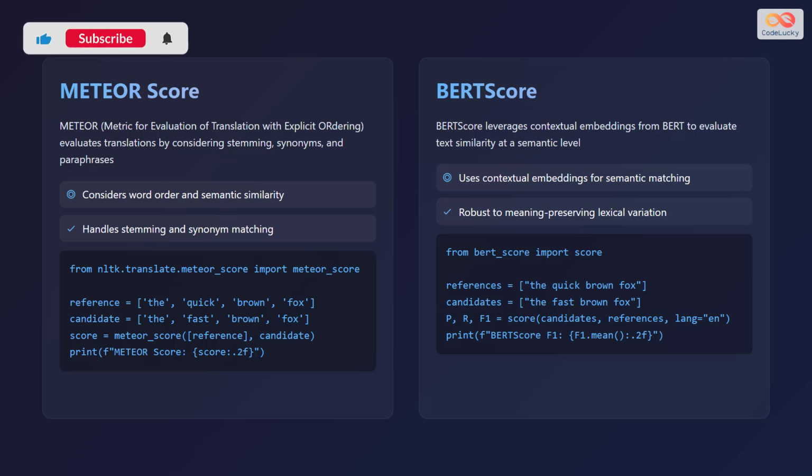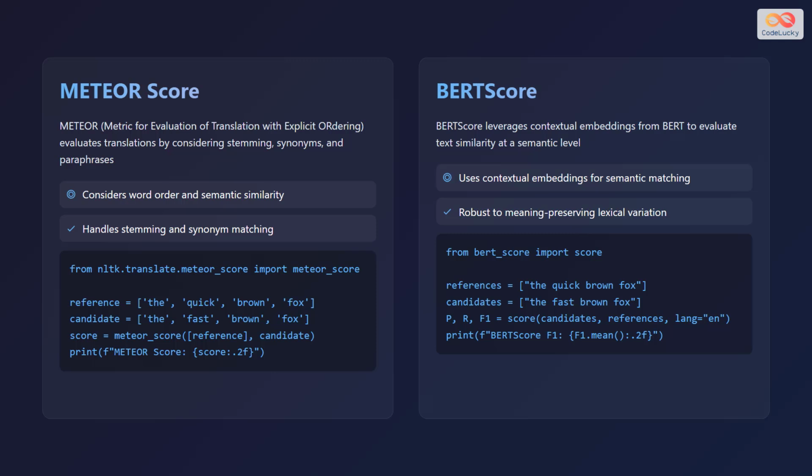Let's dive into BERTScore. BERTScore leverages contextual embeddings from BERT to evaluate text similarity at a semantic level. It uses contextual embeddings for semantic matching and is robust to meaning-preserving lexical variation.